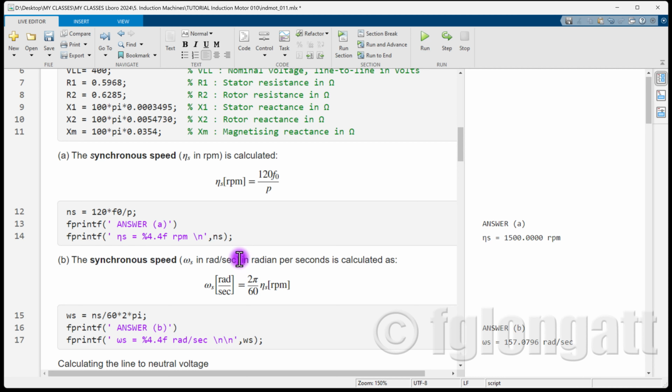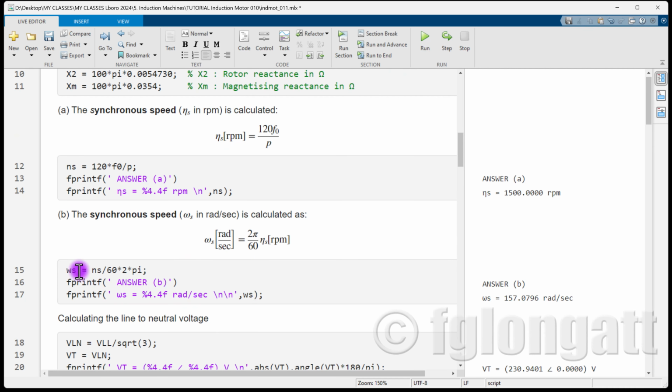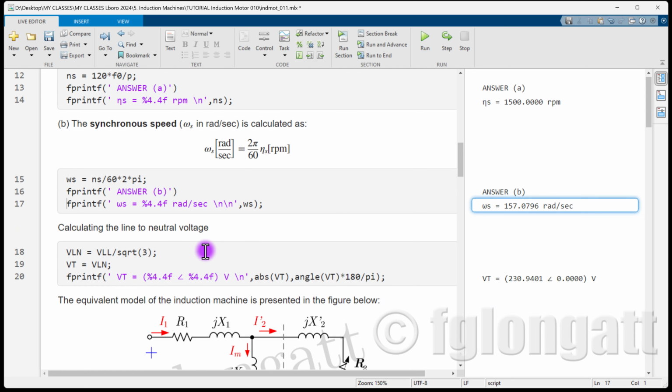The next question is, we want the synchronous speed now in radians per second. This is calculated using a very simple conversion. We multiply by 2 pi and divide by 60 in order to convert to radians per second. When we put the numbers together, you can see the answer for question B. We are talking about 157 something radians per second.